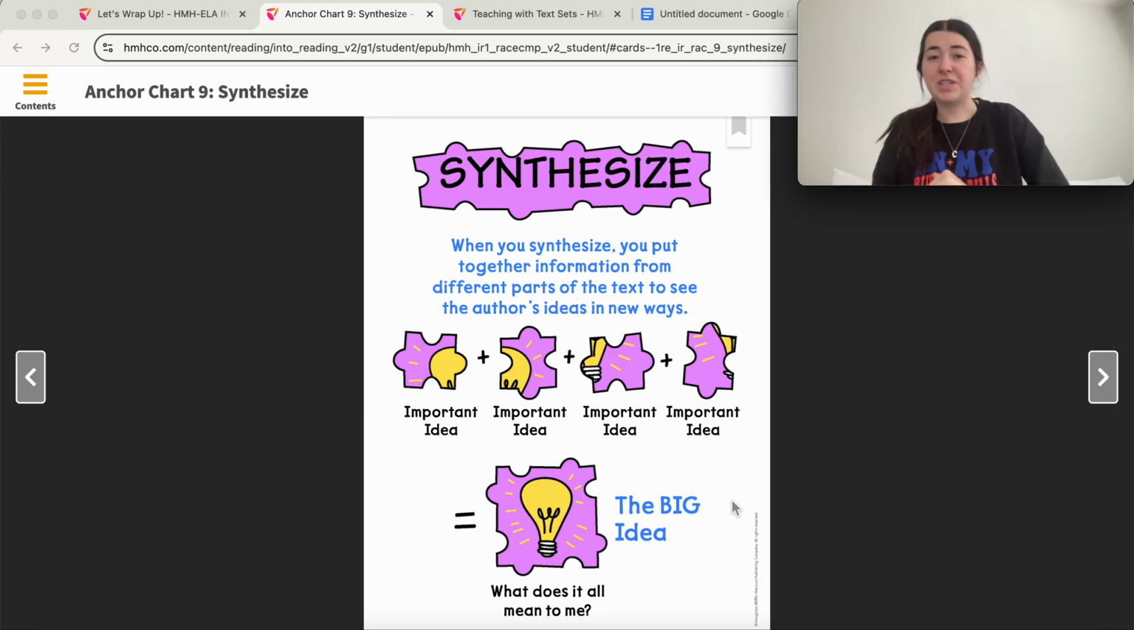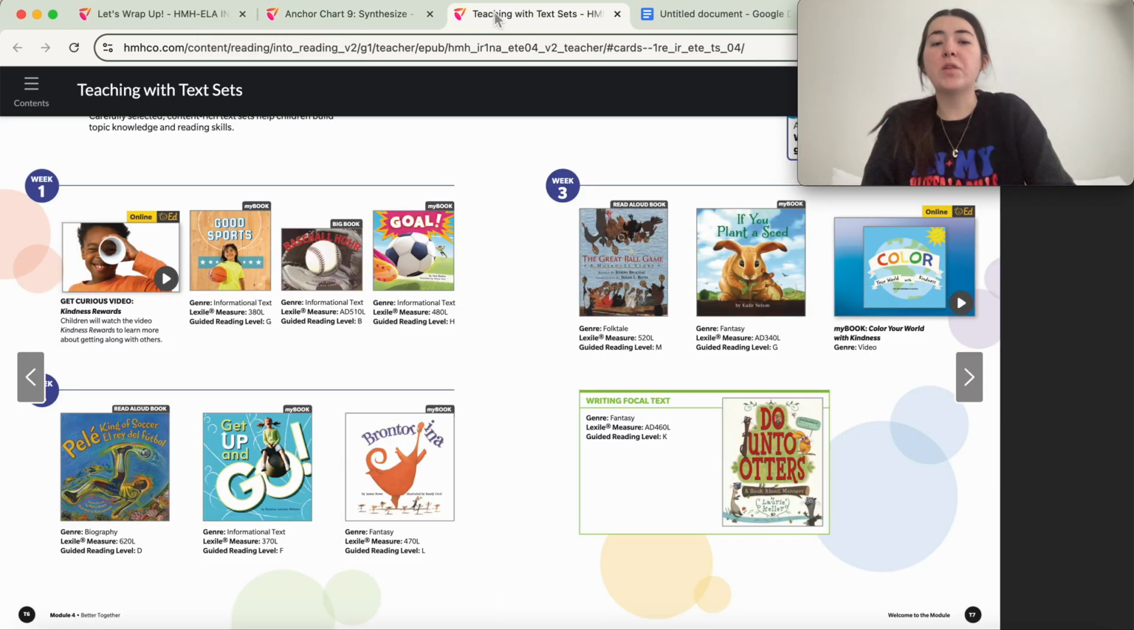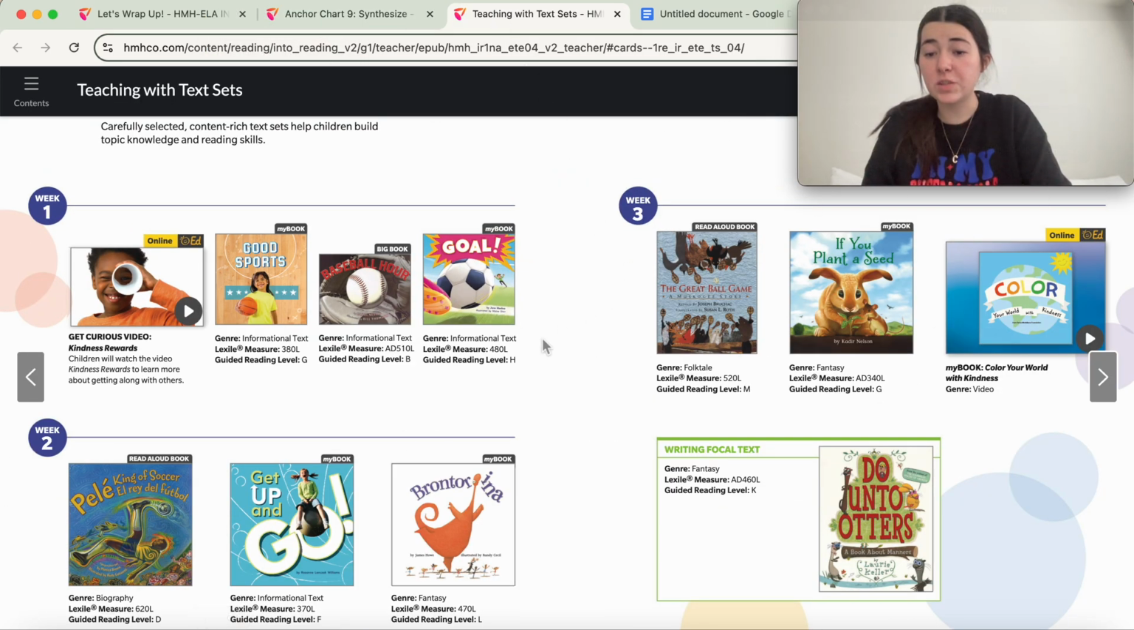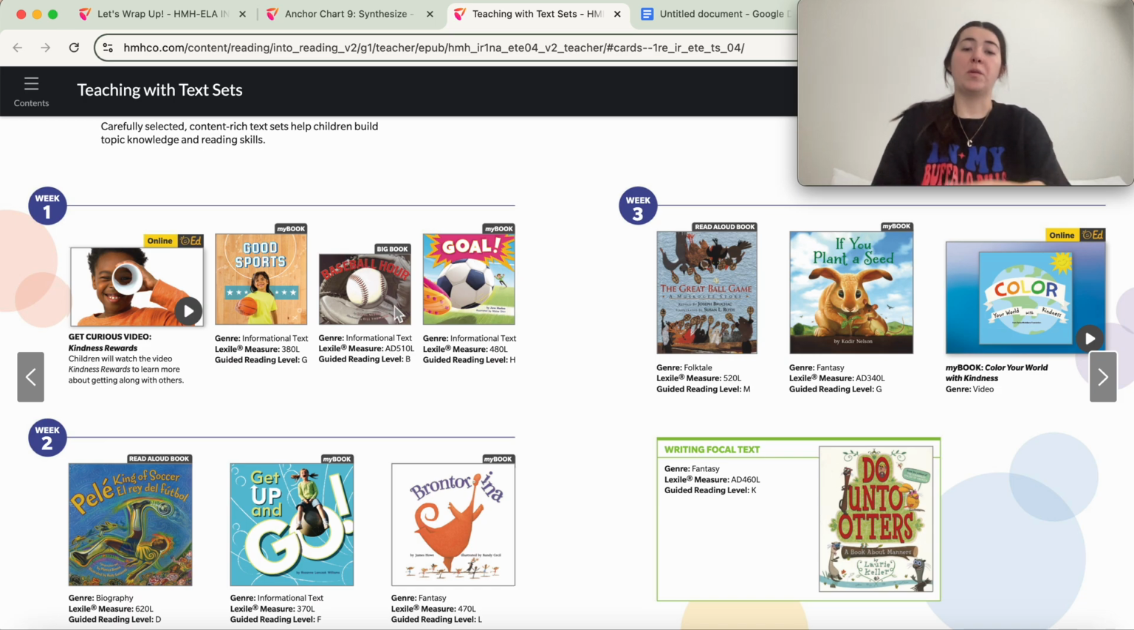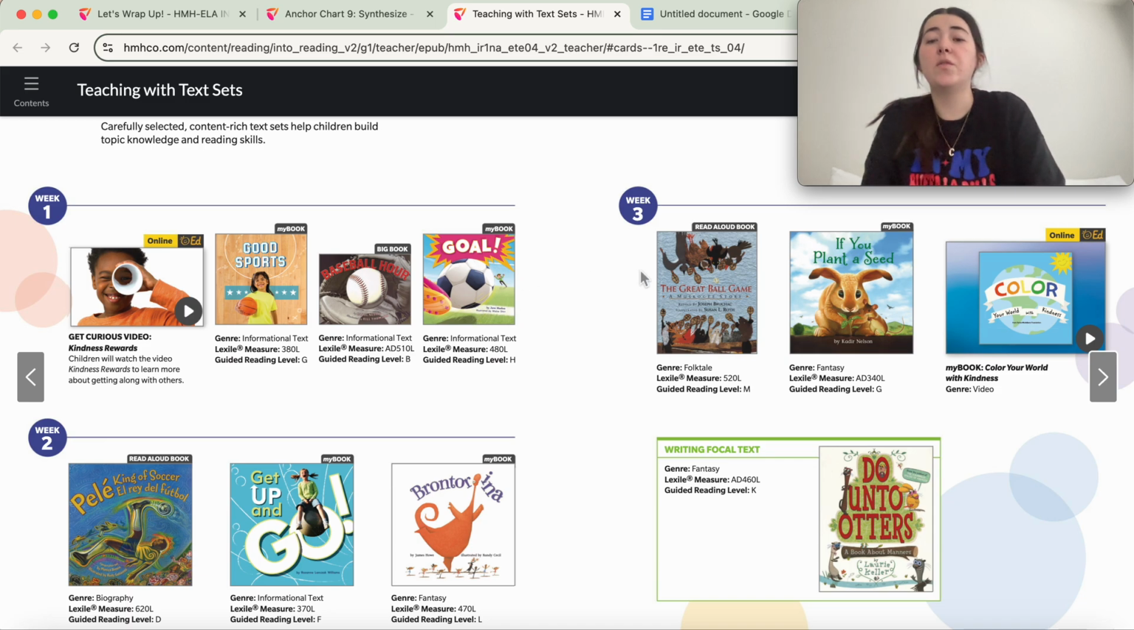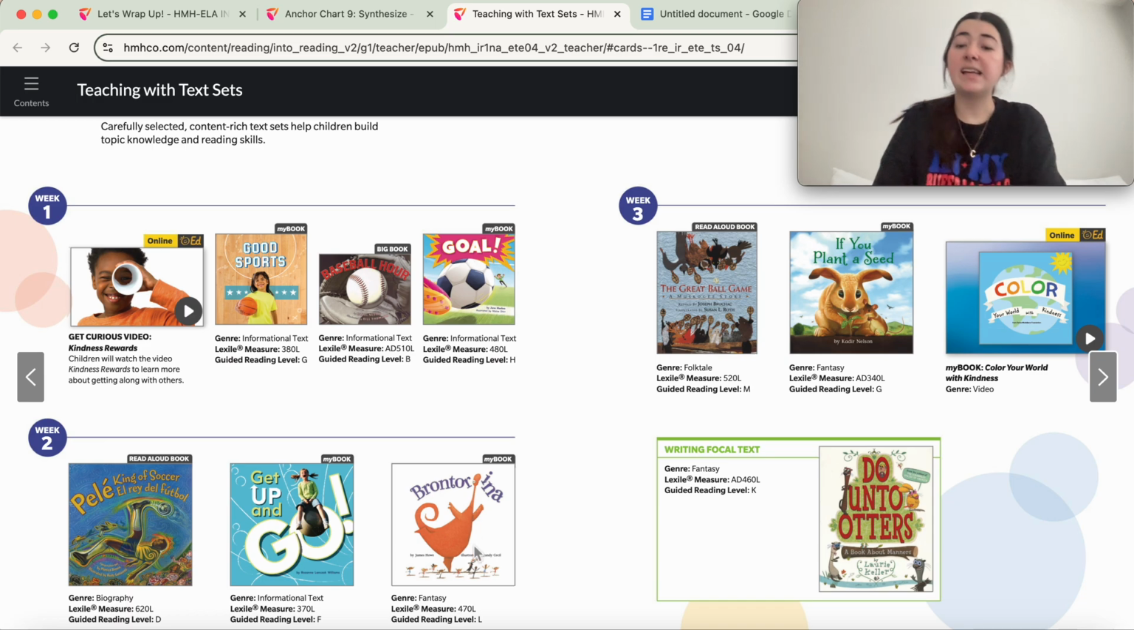You are going to get to pick from a lot of these different stories. Remember, we watched our Get Curious video, we read our Good Sports story, there was a Baseball Hour story, we read Goal, we read The Great Ball Game, If You Plant a Seed, we watched Color Your World with Kindness, the video, we read Pele, King of Soccer, we read Get Up and Go, and we read Braun to Arena, and we did a little bit of work with Do Unto Otters too.